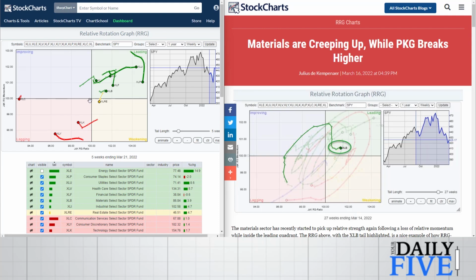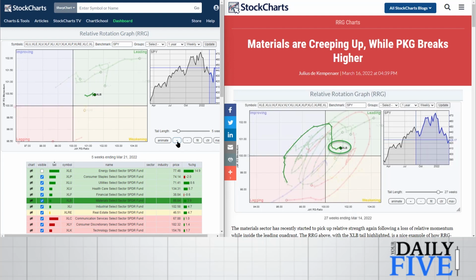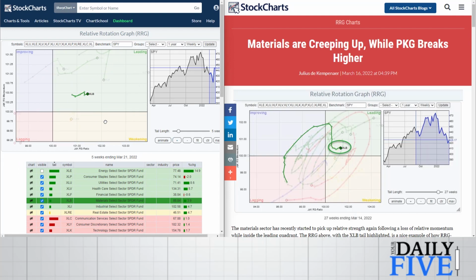Now the materials sector, XLB, is inside the leading quadrant, moving higher on the RS ratio scale, which is good, and sort of stable on the momentum axis. If we highlight the tail and zoom in a little bit so it becomes more clear, you can see that we are generally moving to the right, slightly up. That's a good position to start with.